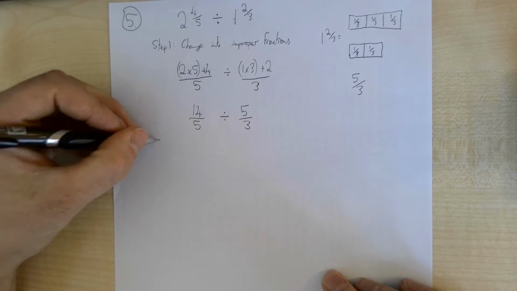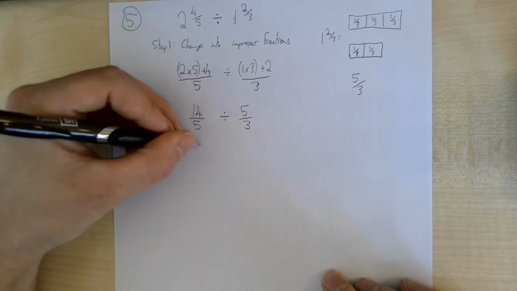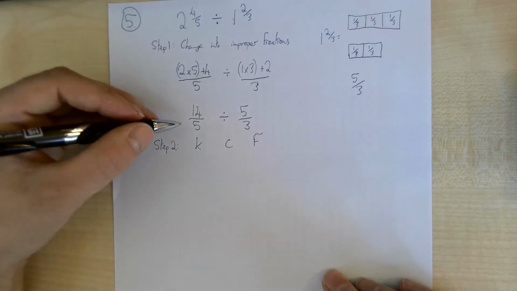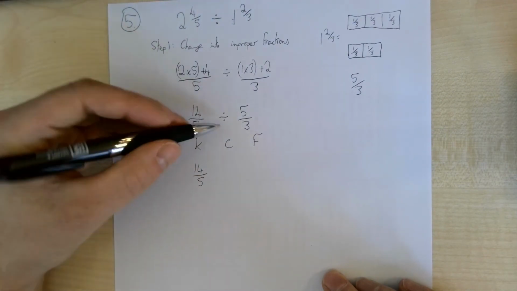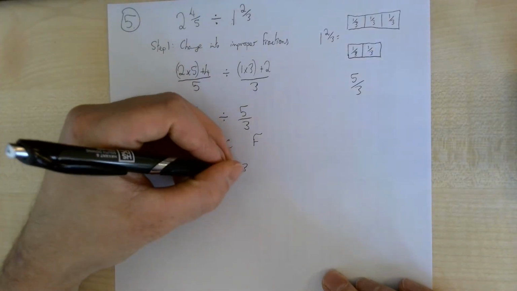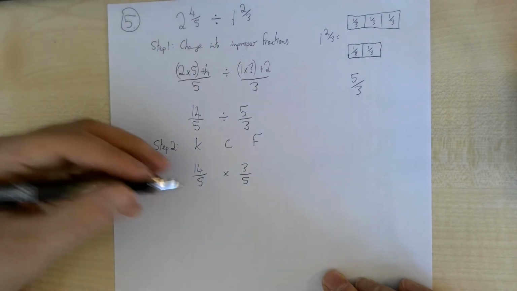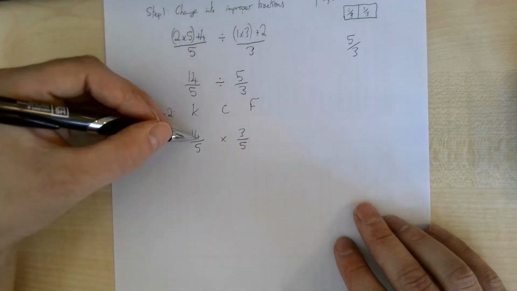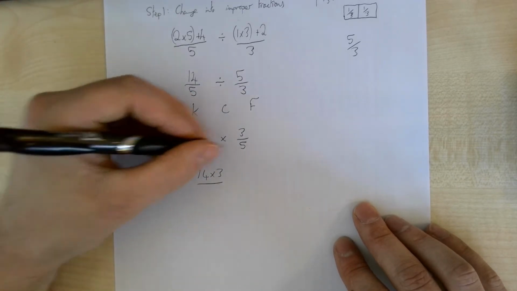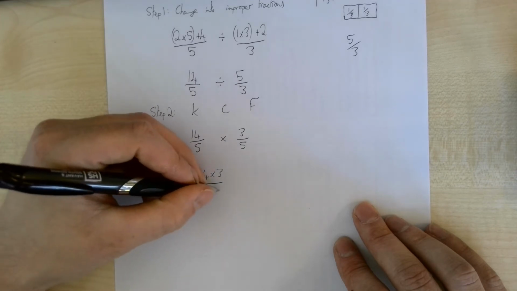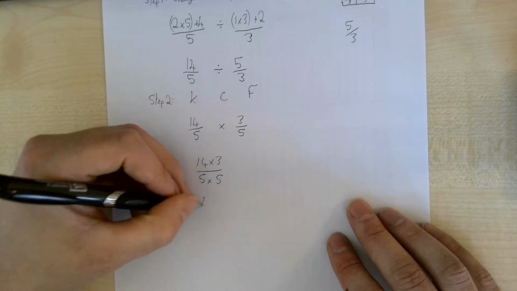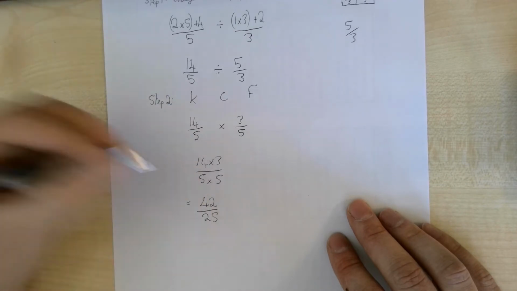Right, step 2 is KCF and finish it out from there. So it is 14/5. Change division to multiplication and flip that final fraction so we get 3/5. Now we're back to multiplying fractions. So it's numerator times numerator, denominator times denominator. I end up with 42/25.